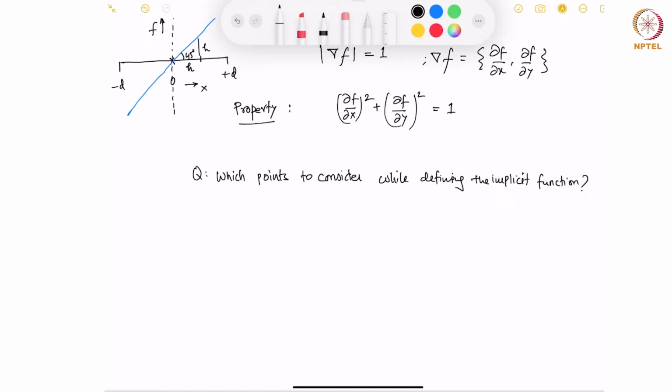I'm feeling very sweaty here. I'm very hot here. I want to turn on my AC and sit at 20 degrees Celsius, right? And I'm going to define this as an implicit function, and take a level set. But in the first place, where should I define my implicit? At what points should I define my implicit function?